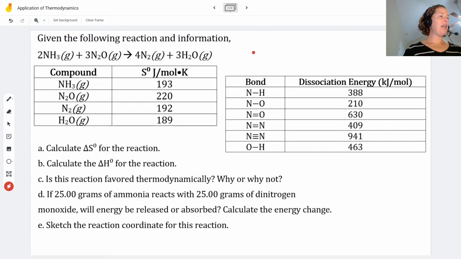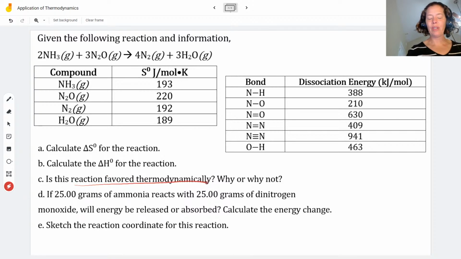Now let's go ahead and talk about our last problem here. So this is problem number 3. Okay, so given the following reaction and information, again, we're given a balanced chemical equation. We've got 2 tables going on here, so we've got a lot of calculations coming. All right, so we need to calculate the delta S. We need to then calculate delta H.